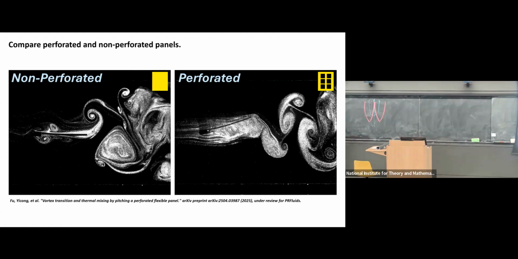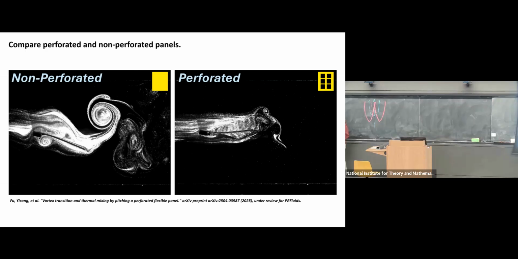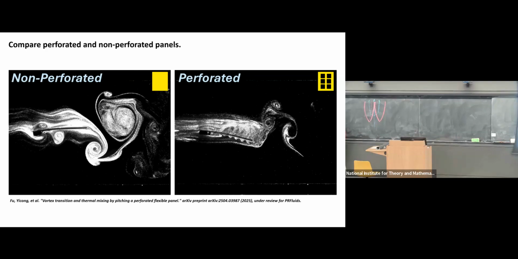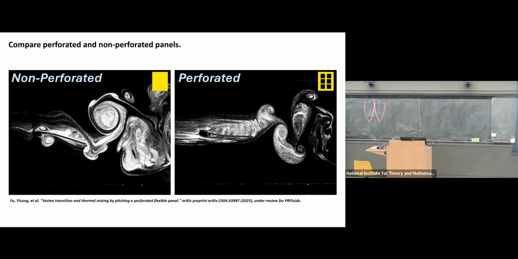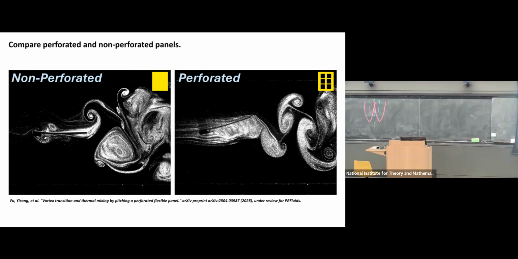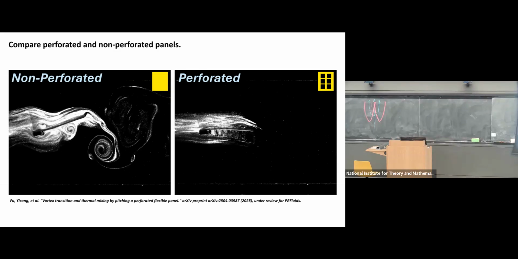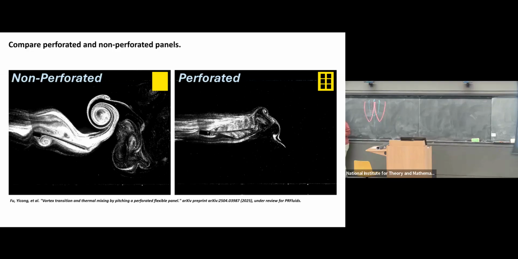However, if we look at the perforated case, we see a completely different vortex structure in the wake, even though the prescribed motion is completely the same. So we have a 2P wake. Every stroke produces a pair of counter-rotating vortices. And there's a lot of flow penetrating the panel because of the perforations, so there is more transverse momentum of the fluid than in that case.